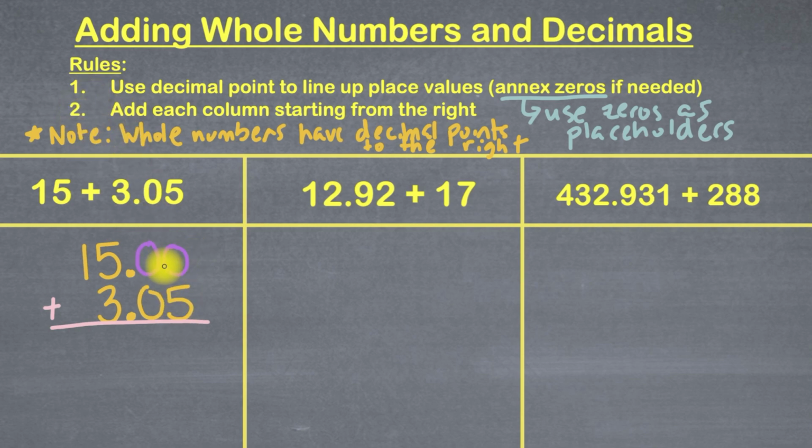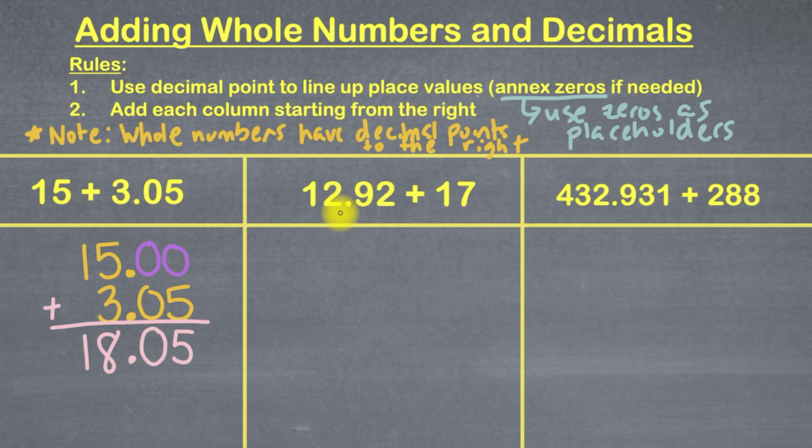So I've got 0 plus 5 is 5. 0 plus 0 is 0. My decimal point, I bring another one down right underneath it. 5 plus 3 is 8. And 1 plus nothing is 1. So we can say the sum of 15 and 3.05 is 18.05. Although the proper way to read that is 15 plus 3 and 5/100 equals 18 and 5/100.